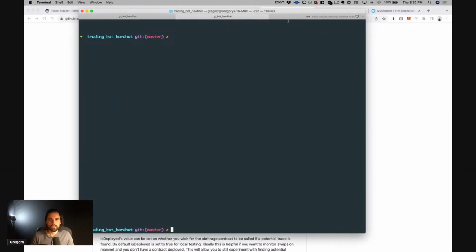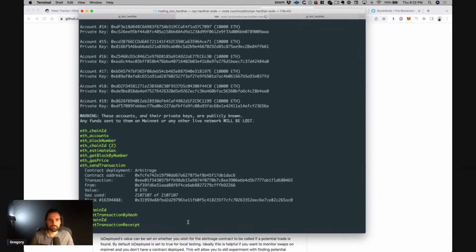Okay. If I look at my blockchain, you can see that, in fact, a contract was deployed for arbitrage. It's called Arbitrage. Here's the contract address. Here's the transaction hash. Here's who it's deployed from. All right. Here's the block.